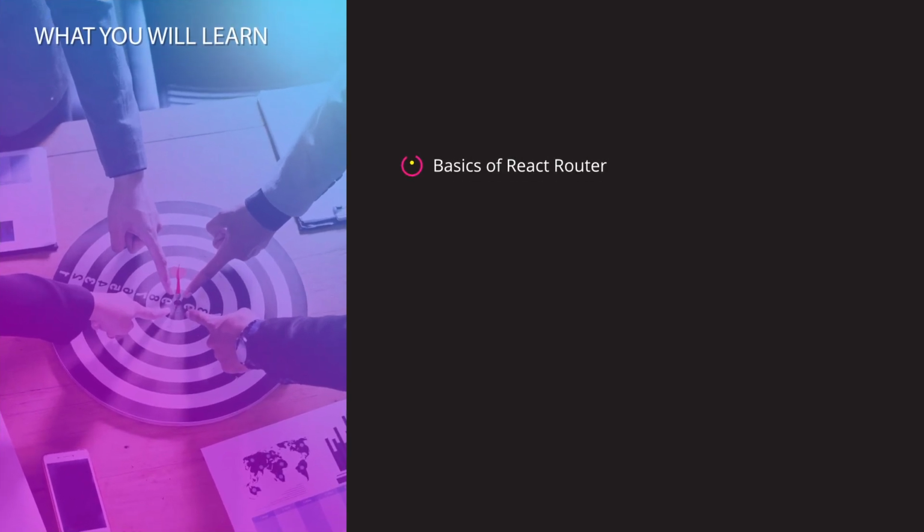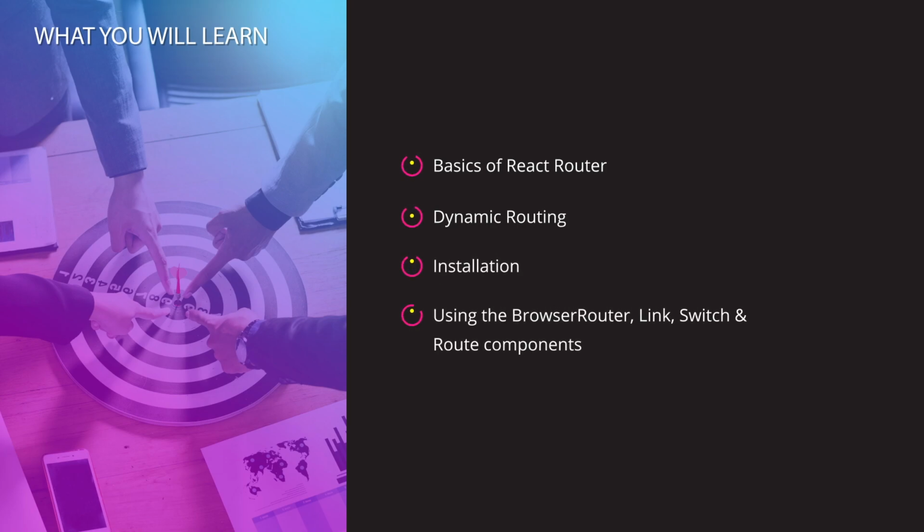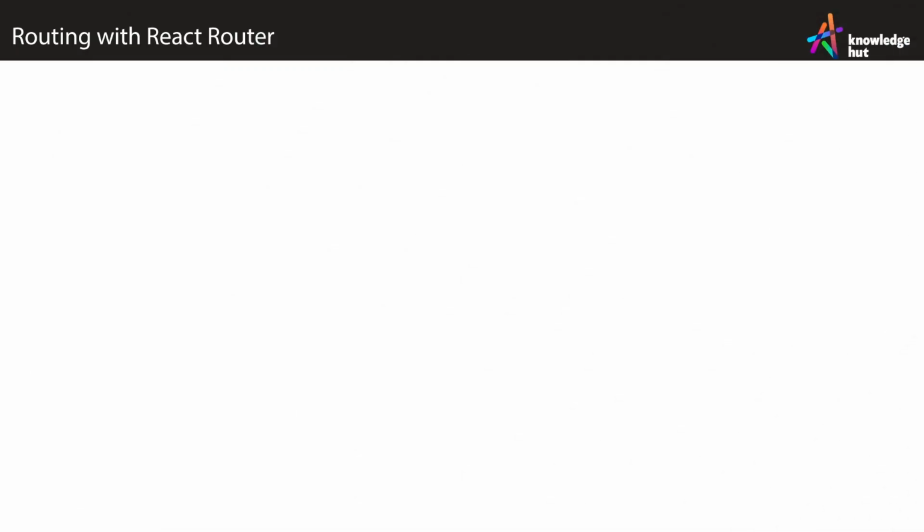In this video, we'll introduce you to React Router, a standard library that the React community uses and prefers for implementing routing in a React application. We'll first understand dynamic routing, a key feature of React Router. Then we'll work through a project where we'll begin by installing the library, followed by using the browser router, link, switch, and route components that help us implement routing easily and declaratively. So let's jump into it.